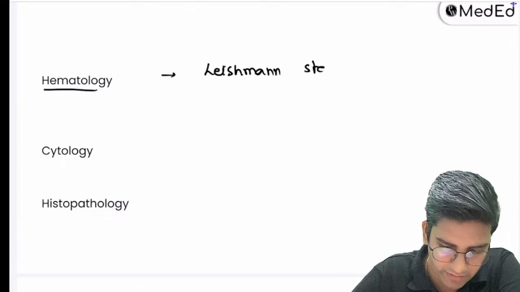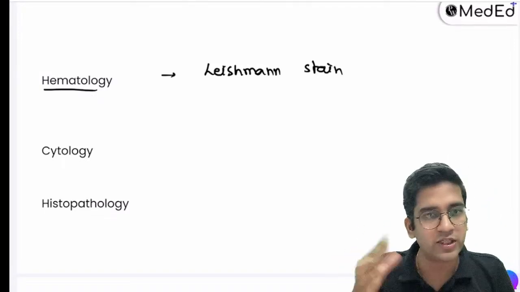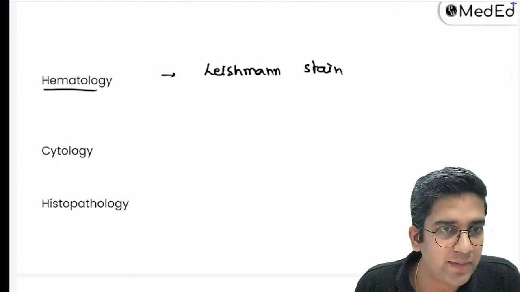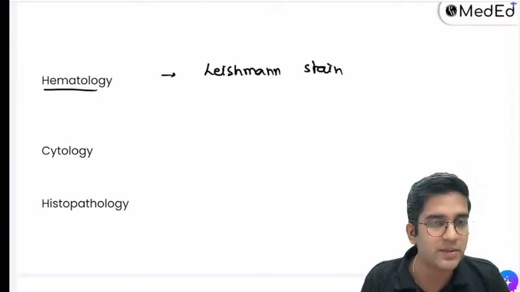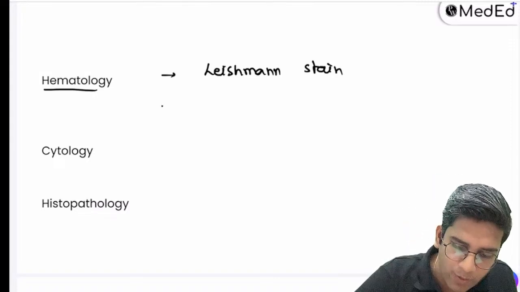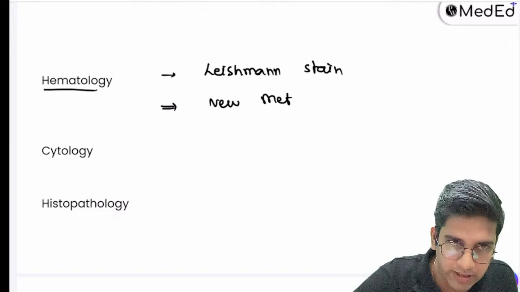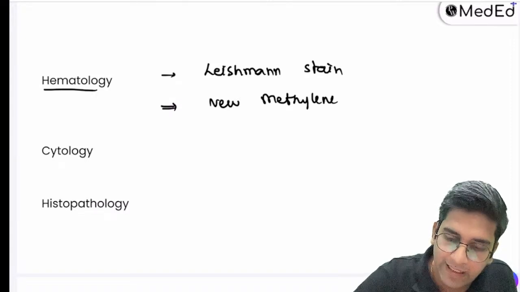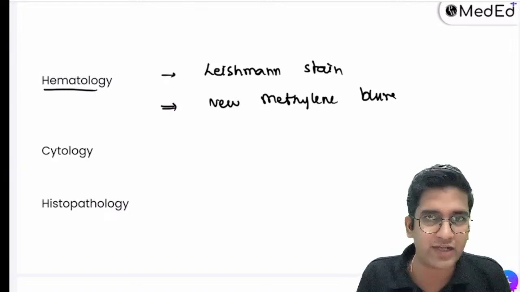A Leishman stain. Perfect. Because hematology is a different thing. I cannot do an eosin hematoxylin. I use a Leishman stain, right? Perfect. I have one more stain in hematology called new methylene blue stain. I'll talk about new methylene blue in detail when we come to hematology, but generally we use Leishman stain. That's a basic stain used for diagnosis, right?